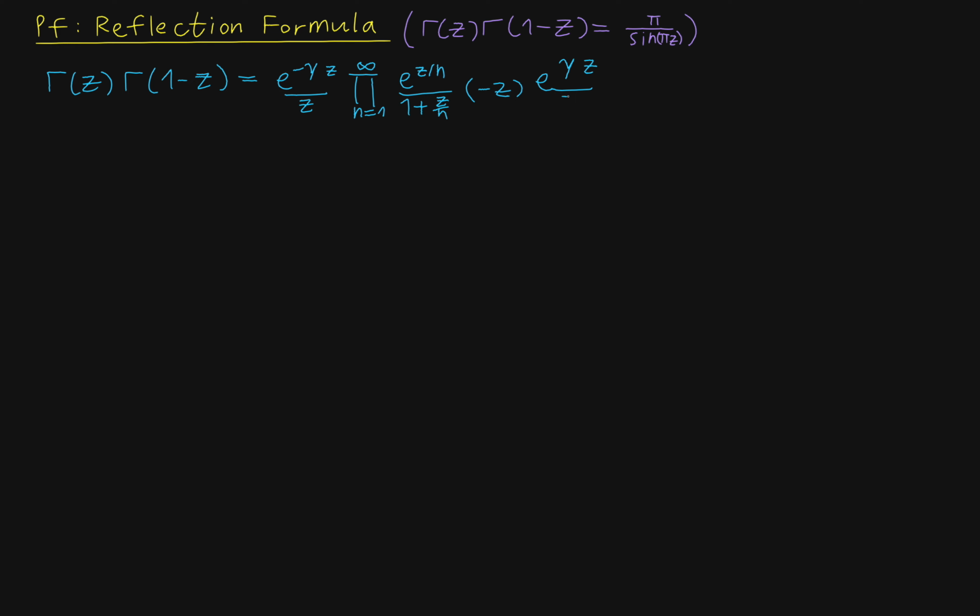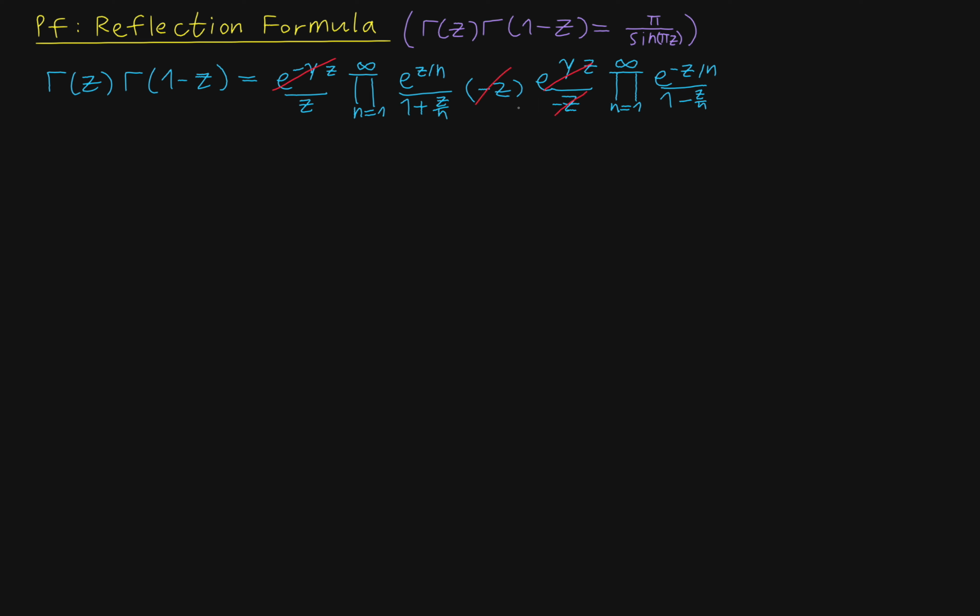Euler Mascheroni times z over z, right? And then we have the product, n equals 1 to infinity, of e to the minus z over n over 1 plus z, oh wait, sorry, this is now negative, so 1 minus z over n, right? And so, oh yeah, this is also negative here, but anyways, you're going to see these cancel out to just give us 1. These also cancel out.